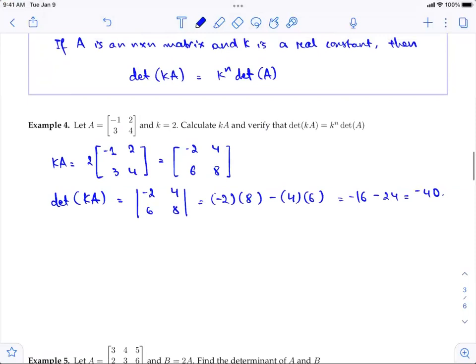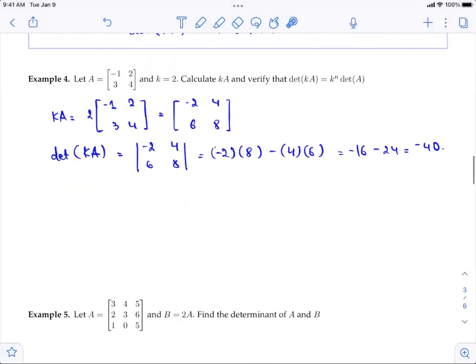Now we need to verify, right? So we get the determinant of k times A already. Now on the right-hand side, we need to do k squared, for n equal to 2 again in this case, because the matrix A is a 2 by 2 matrix, times the determinant of A.